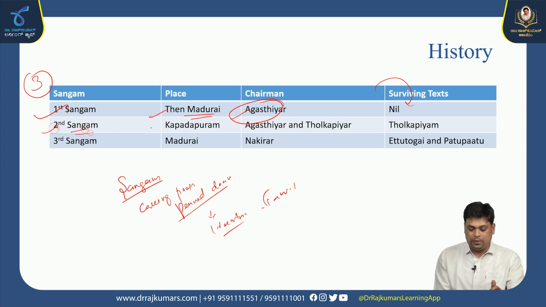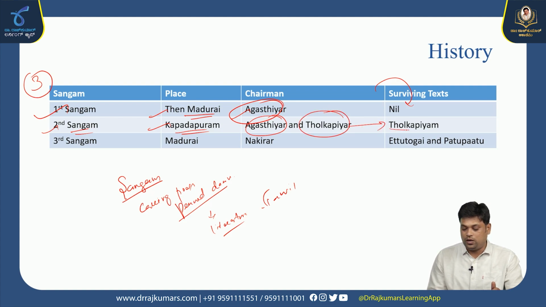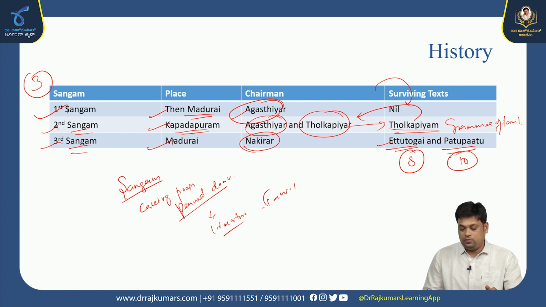Second Sangam, Kavadapuram, Agasthyar and his disciple called Tolkappiyar, and there they composed Tolkappiyam, the grammar of Tamil. Tolkappiyam was written by Tolkappiyar. Third Sangam, Madurai. Nakkirar was the court poet, and Ettuttogai and Pattupattu, 8 anthologies and 10 idylls, that is Ettu Togai and Pattu Pattu.